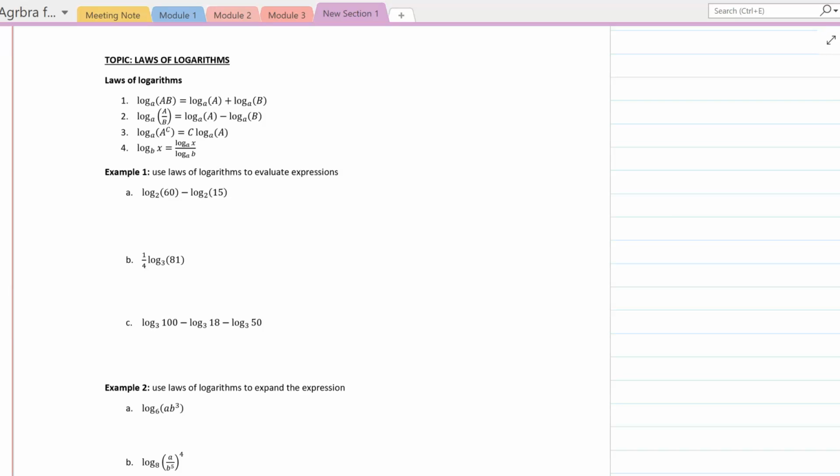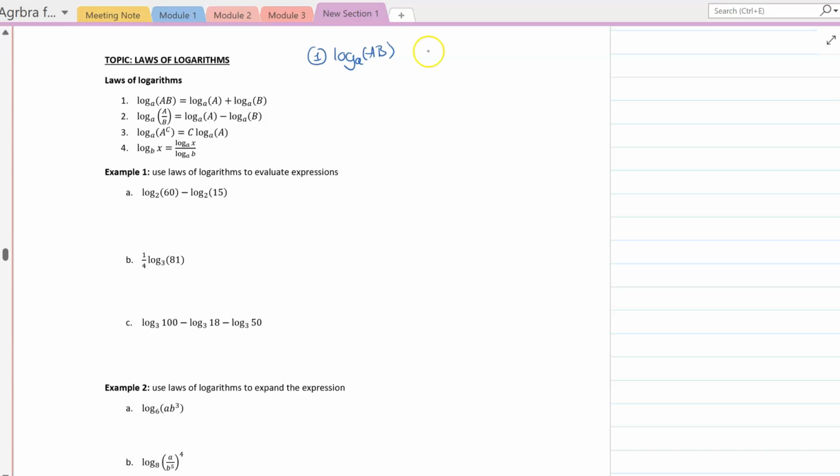The laws of logarithms. Let's take a look at the first law. You have log base a of A times B, and we know that log base a of A times B is equal to log base a of A plus log base a of B. But how do we show that this is true?